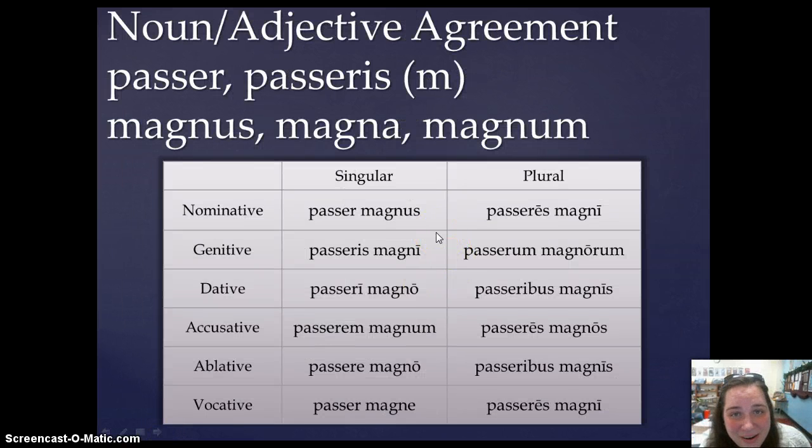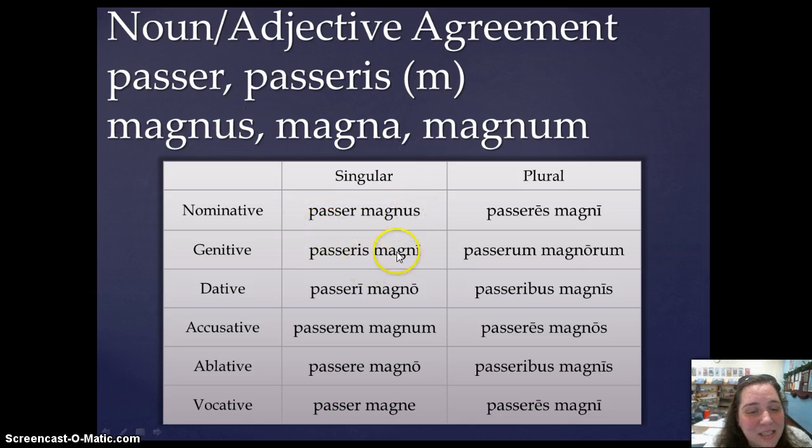Now, remember, any adjective can describe any noun. So, passer, passeris, and here's that declension again, right? Passer, passeris, passeri, passerem, passere, can be described by any adjective. So here I want to talk about maybe a large sparrow, okay? So I'm using the adjective magnus, magna, magnum. Now we know that this noun is masculine, so the form of the adjective that we're going to need here is the masculine, okay? And it's a first second declension adjective, which means it's going to follow the second declension masculine pattern, okay?